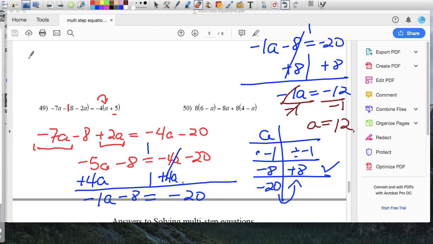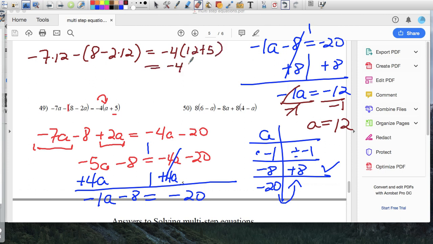So now if you substitute, I get 7 times 12 minus 8 minus 2 times 12 equals negative 4 times 12 plus 5. Let's do this side because it's easier. Negative 4, 12 plus 5 is 17. Negative times a positive is a negative. 4 times 17 is negative 68. Hopefully I'll get the same thing on the other side.